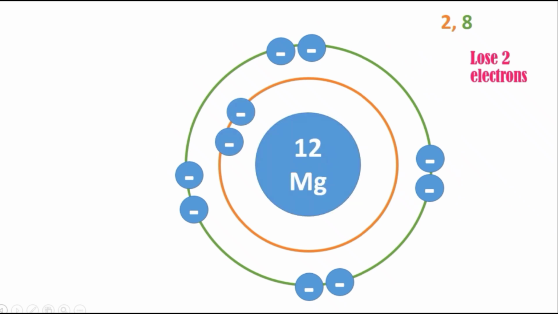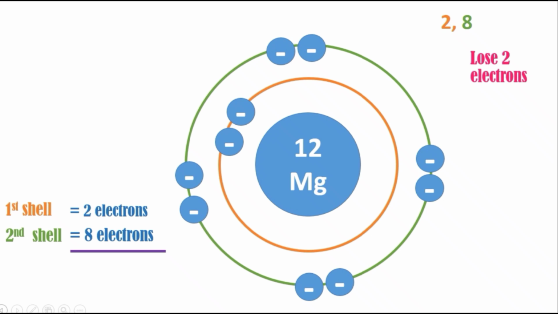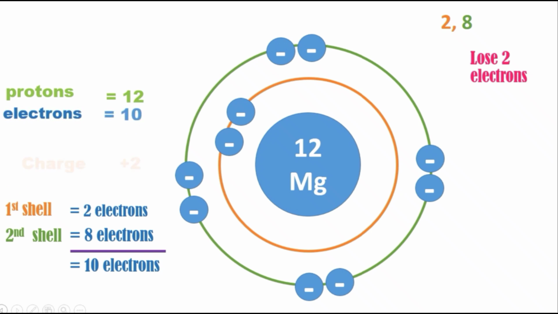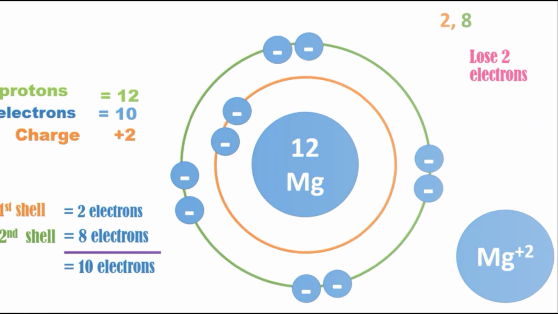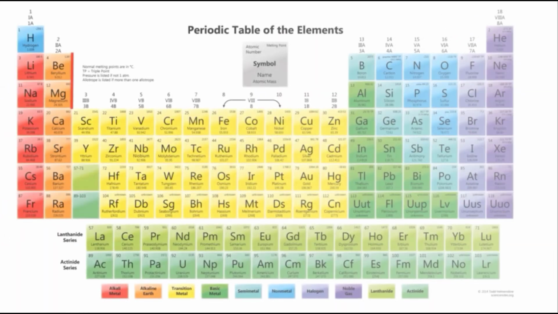So now, in its first shell, it contains 2 electrons, second shell has 8 electrons, and a total of 10 electrons. At this state, protons is equal to 12, electron is equal to 10, and the charge is positive 2. Positive 2 refers to the excess protons. Magnesium is now an ion having a charge of positive 2.